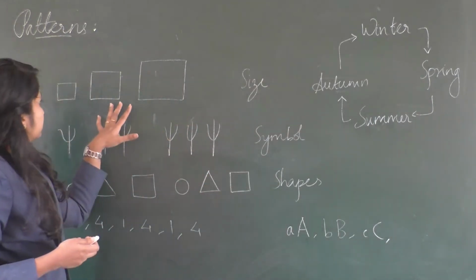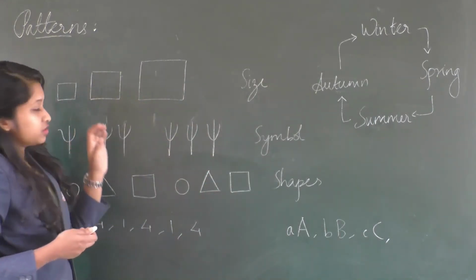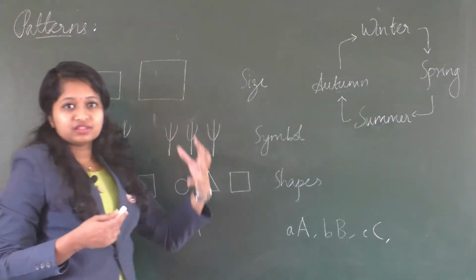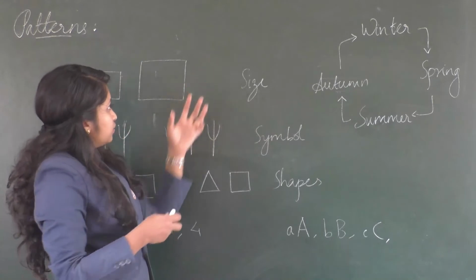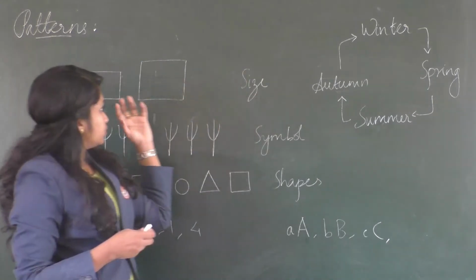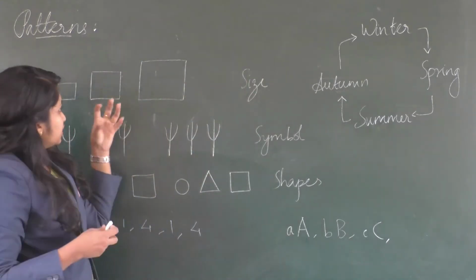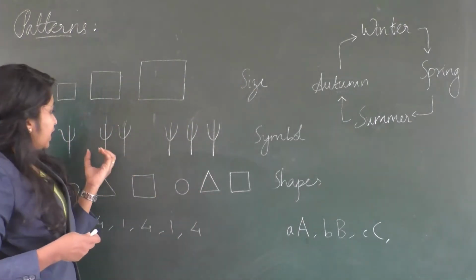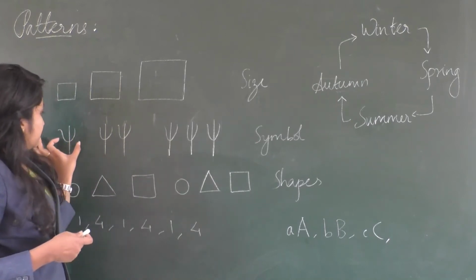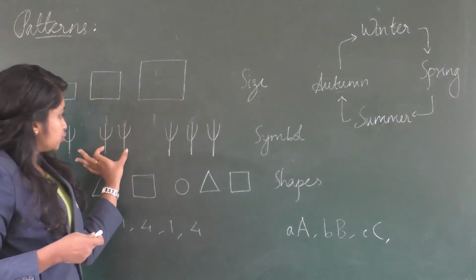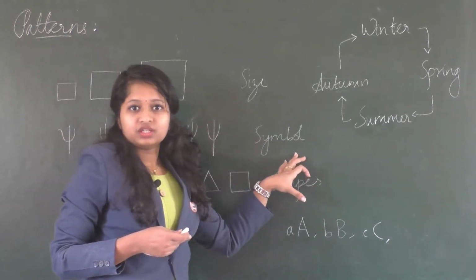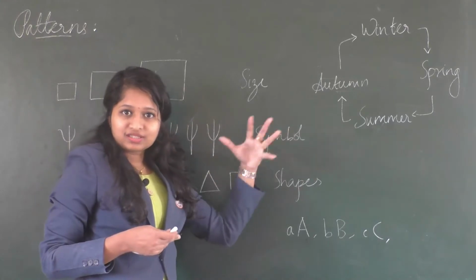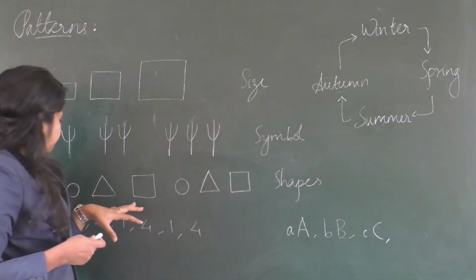So here I have drawn a square. Here you see there is an increase in the size. So next will be a bigger square. If you see the pattern, you can easily understand what will be the next pattern. Here I have a symbol psi. Here I have one symbol, 2, 3, and next will be 4, then 5. So there is an increase in the symbols.